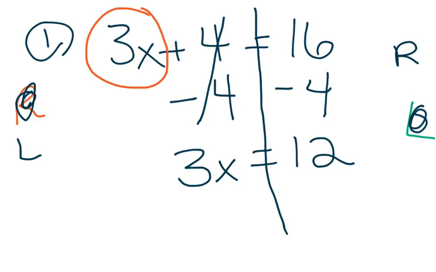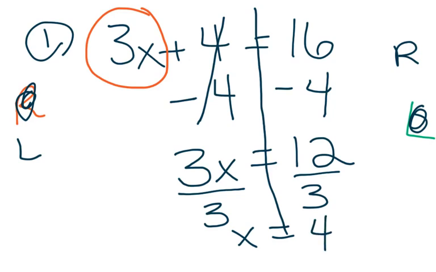So I've taken away the 4, and now, since that's multiplication, I'm going to divide by 3, and I'm going to find out that x in this problem is 4.